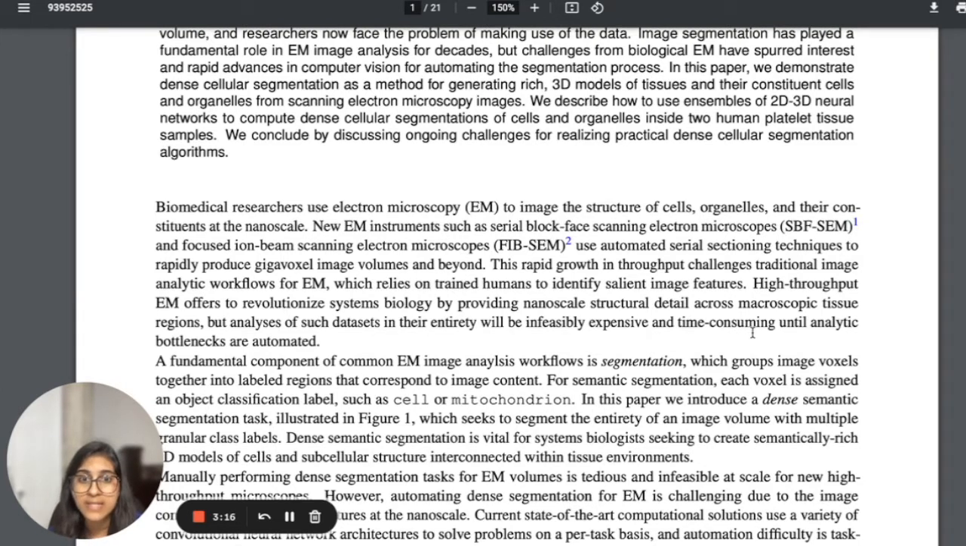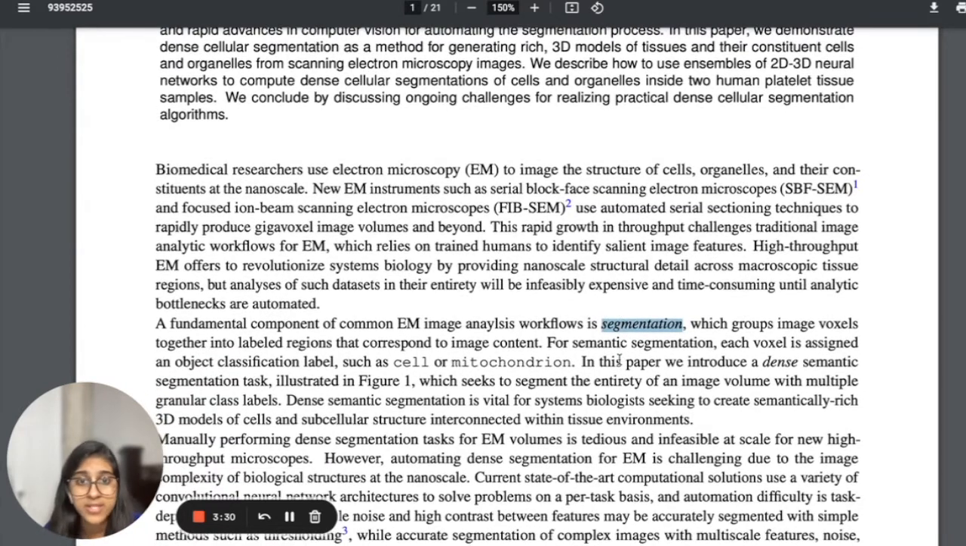Well, in that case, it's obvious that we need to leverage new technologies such as computer vision, and in this case, semantic segmentation, to apply to this field. So here again, as we're saying, we're using segmentation.